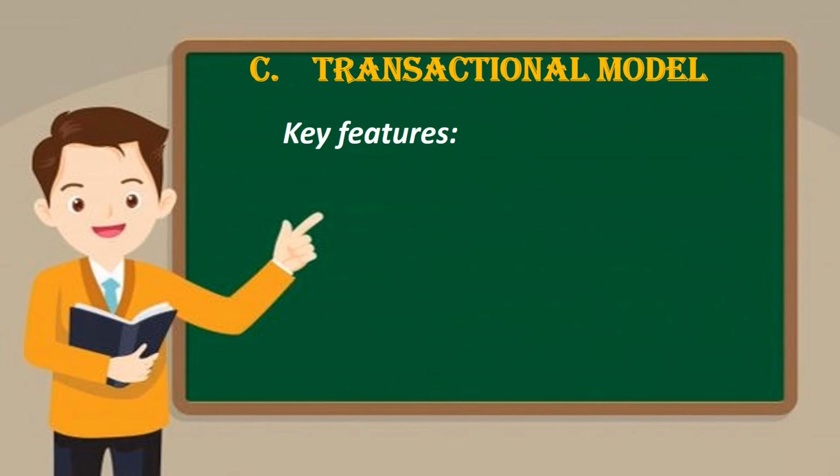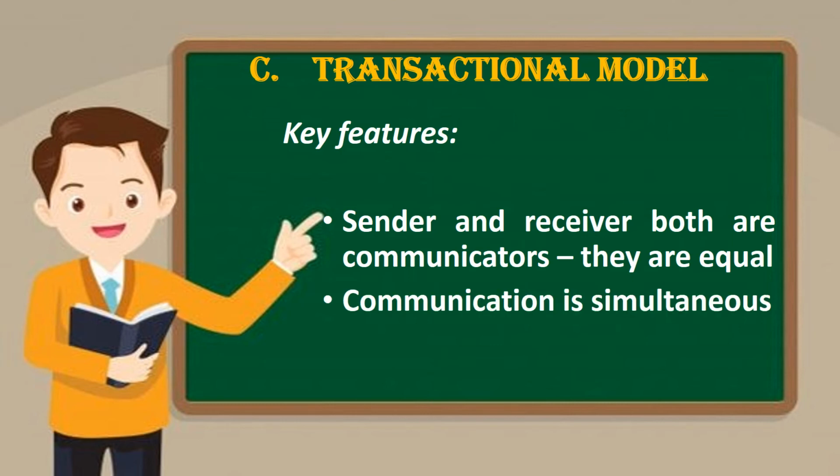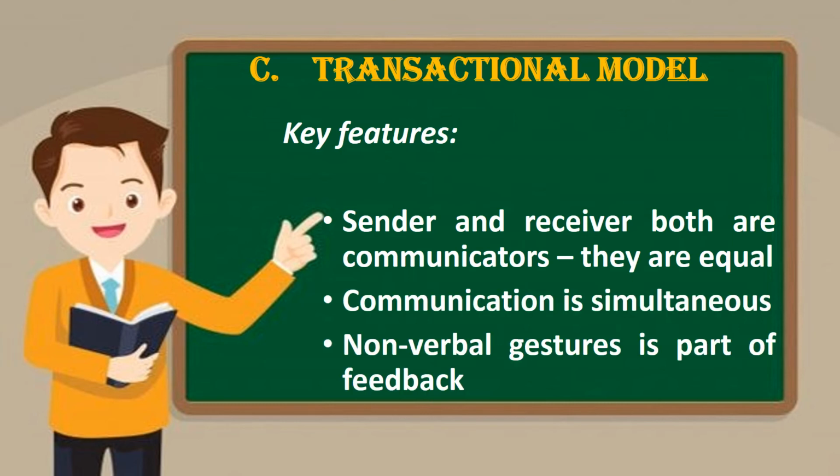The last one is the transactional model. The key features: sender and receiver are both communicators. They are equal. Communication is simultaneous. Nonverbal gestures are part of the feedback. Therefore, communication is dynamic. It is complex in nature. It takes place among individuals at any given time with any given subject. However, there are tendencies that barriers would interfere, which may create a sudden impact and change in the processing of information.